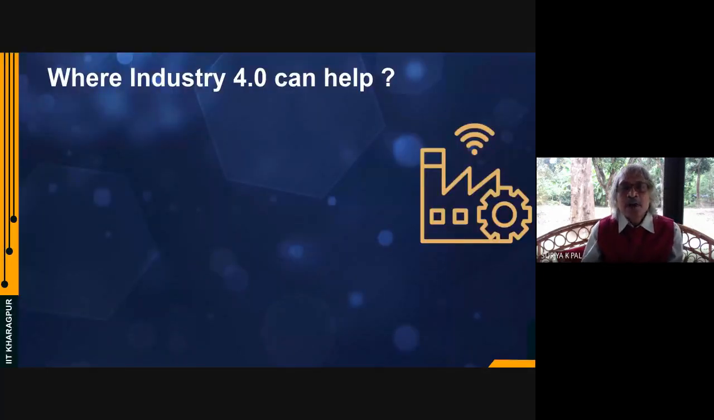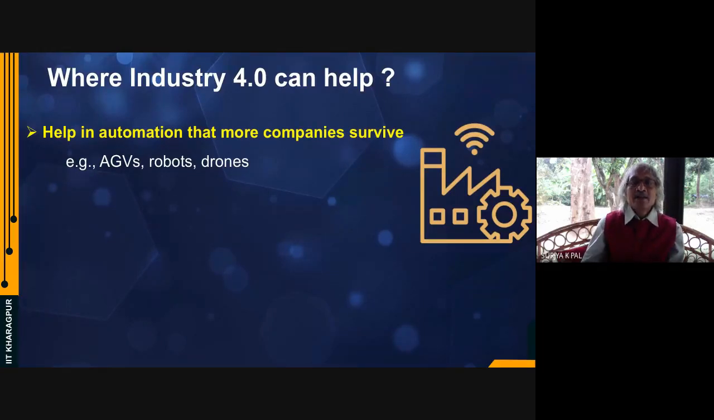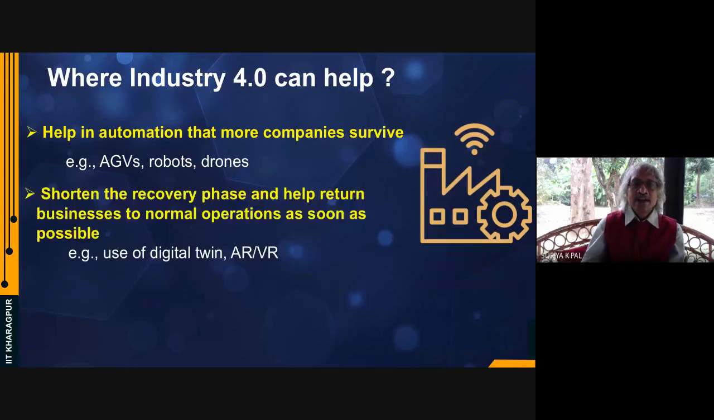So how can Industry 4.0 help in the coming days while combating COVID-19? It will help in automation, because more and more companies will survive. We implement AGVs, automated guided vehicles, robots, and drones. And we can use the digital twin, as I mentioned, the digital replica of the physical system. We can use the concept of augmented reality or virtual reality, so that we can predict something going to happen. How can you optimize those processes? All these things, recovery, and making you more agile and more resilient about your new endeavor, can be very easily done by using this.